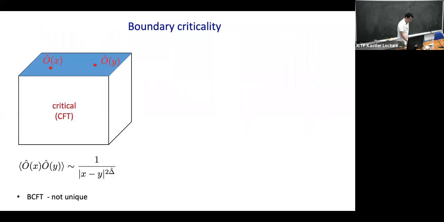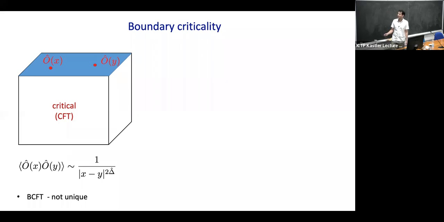So let me begin by explaining what I mean by boundary criticality. Imagine you have some bulk system that is tuned to the bulk critical point. And for definiteness, let's assume that it is described by a conformal field theory. And suppose I want to study this system in the presence of a boundary. For instance, I might be interested in correlation functions of operators on the boundary, or mixed correlation functions involving operators on the boundary and in the bulk. So that's the problem. And there are a few general things that can be said right away.